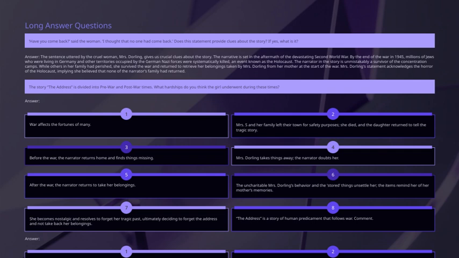The war profoundly changed the narrator's life, resulting in the loss of her mother and her precious possessions. These losses are central to understanding her emotional journey. The Address is a story that explores human predicament following war, how people cope with loss, trauma, and the remnants of their past. Mrs. Dorling, during her interactions, reveals her unkind character by refusing to recognize the narrator.